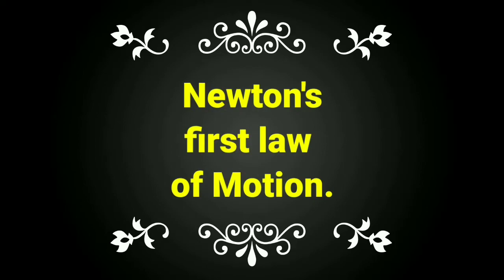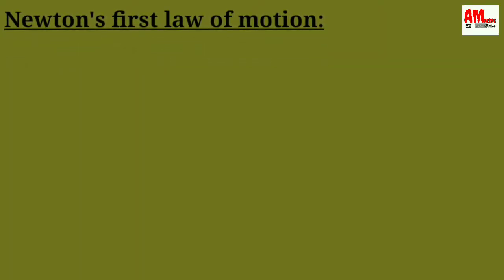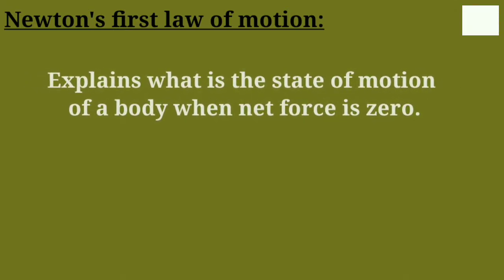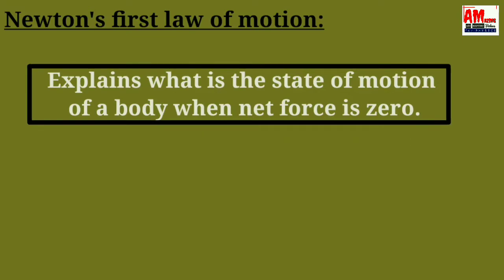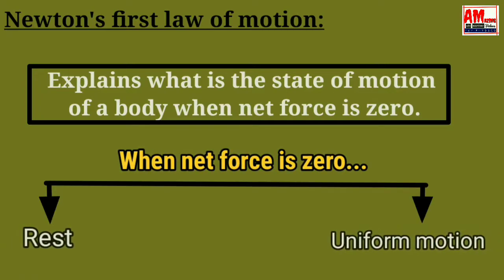Newton's first law of motion. Newton's first law simply explains the state of motion of a body when net force is zero. When net force is zero, there are two possibilities of motion of a body. For example, when net force is zero, the body may be at rest or in uniform motion.